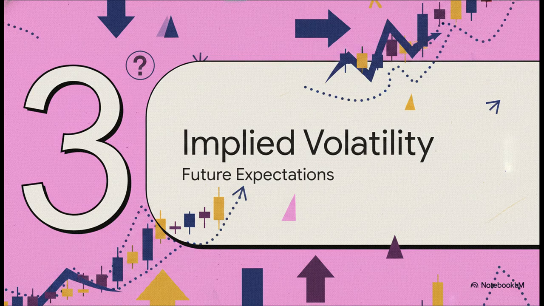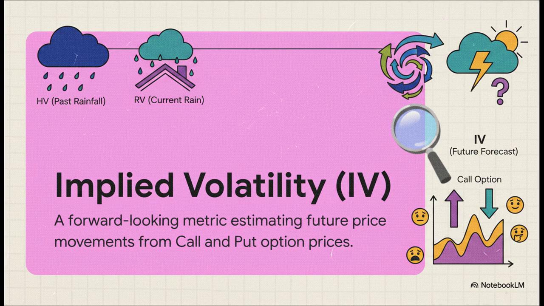Now, for the most crucial metric for options traders, part 3, implied volatility, or future expectations. We're looking forward into the unknown. Implied volatility, or IV, is entirely forward-looking. If HV is the past rainfall and RV is the rain hitting your roof today, IV is the weather forecast estimating tomorrow's rainfall probability. It measures what the market expects the price movement to be in the future, usually leading up to an expiration date.